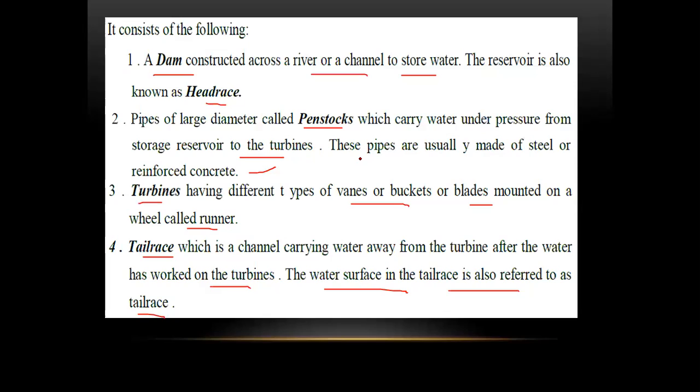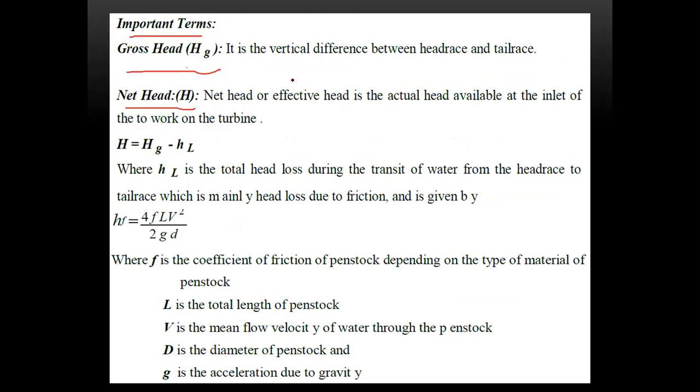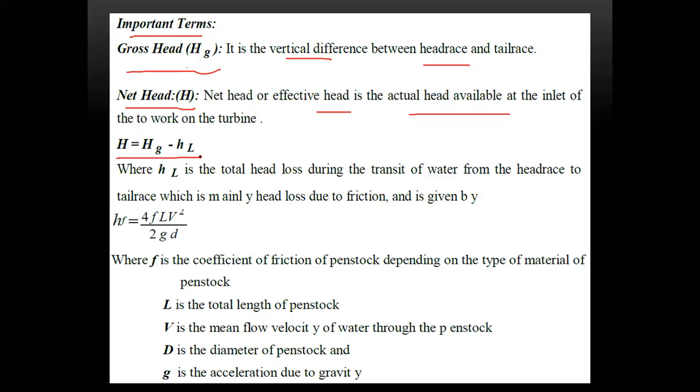HG means it is the vertical distance between the head race and the tail race. Net head is equal to effective head, the actual head available at the inlet of the turbine. Therefore, the net head is equal to HG minus HL, where HL is the total head loss during the transit of the water from the head race to the tail race.